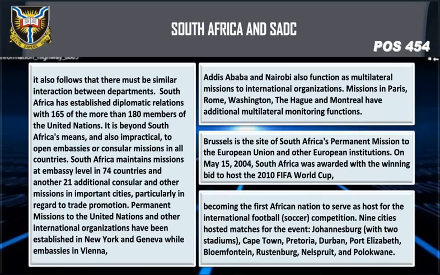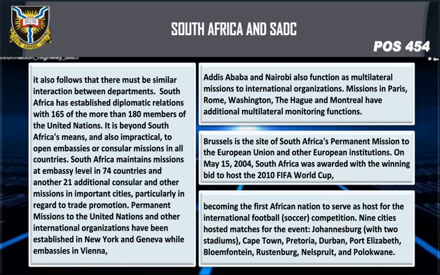South Africa has established diplomatic relations with 165 of the more than 180 members of the United Nations. It is beyond South Africa's means and also impractical to open embassies or consular missions in all countries. South Africa maintains missions at embassy level in 74 countries and another 21 additional consular and other missions in important cities, particularly in regard to trade promotion.